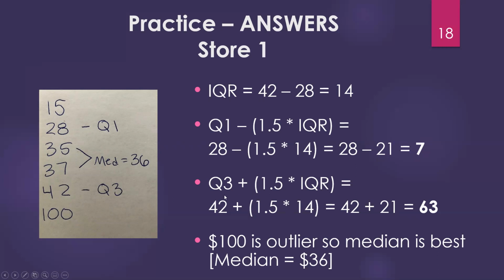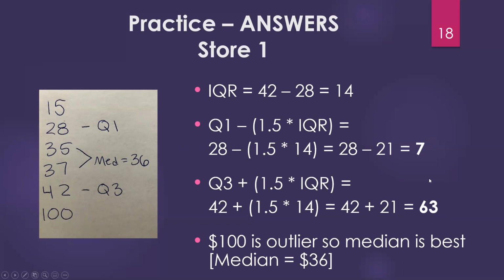Then we do a formula as well for the upper bound value, that is Q3 plus 1.5 times the IQR. Our Q3 comes from over here. Fill in our IQR of 14, do the math on that, and that gets you an upper bound value of 63. Then we are asking ourselves, in the data set, is there a value that is less than 7 or greater than 63? We see here at the low end, there isn't a value that's less than 7, but there is a value that's greater than 63.